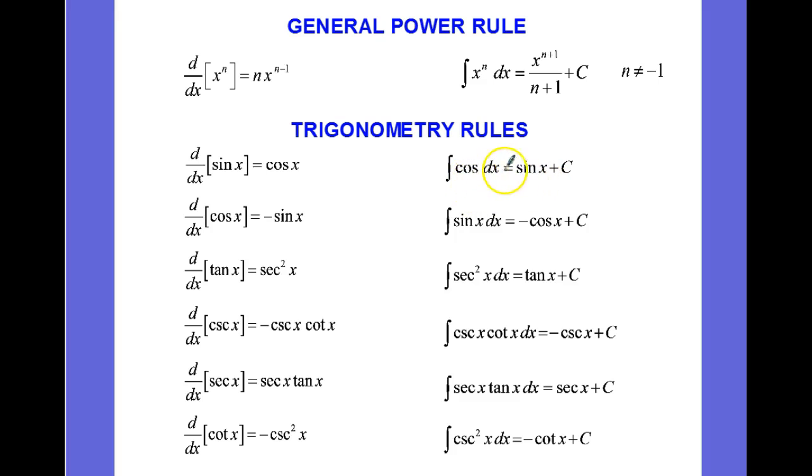So the integral of cosine is sine plus c. The integral of sine is negative cosine plus c. The integral of secant squared is tangent. The integral of cosecant times cotangent is negative cosecant x plus c. And so we're just undoing differentiation for our trig functions.